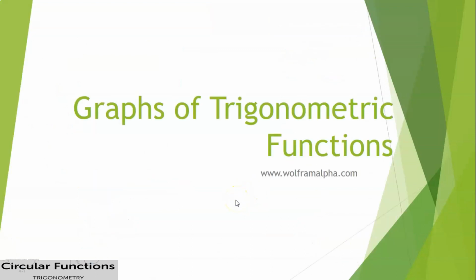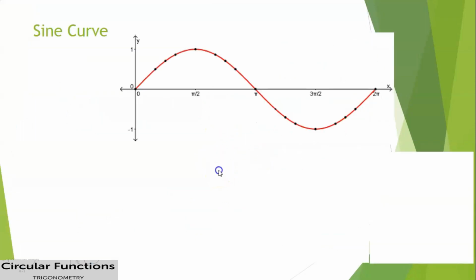Next. Okay, graphs of trigonometric functions. So let's start with this. For the sine curve, we have here your intersecting lines. The point of origin is 0. This is 1. This is 45 degrees, 90 degrees. This is 180 degrees. This is 270 degrees. And this is 360 degrees.